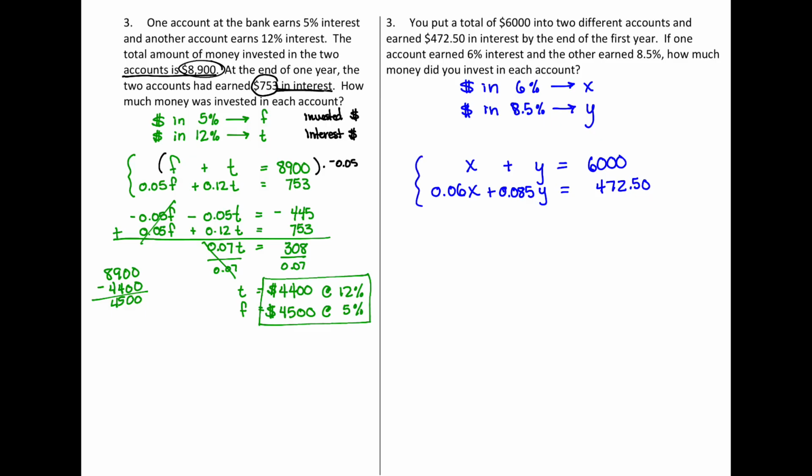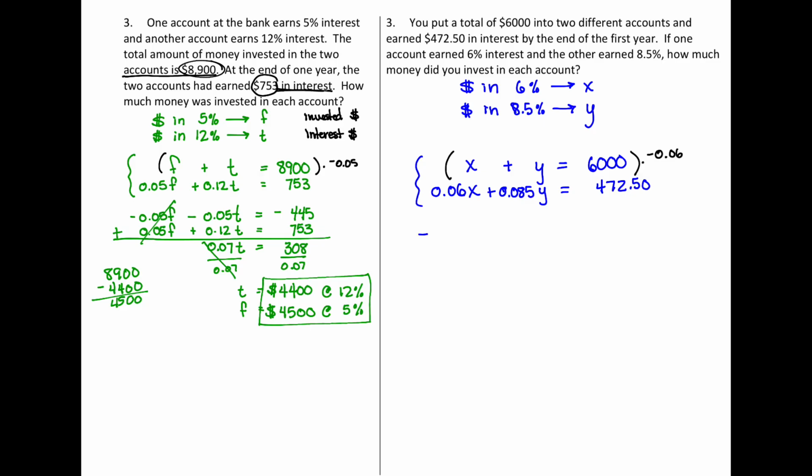And there's my system. Again, it's set up to do either substitution, solving for either X or Y in the top one, or linear combination. I'm doing linear combination most because, first of all, it's my favorite, but secondly, that's what we learned today in class. Okay, so I'm going to multiply by negative 0.06 because I want positive 0.06x to cancel with this one.